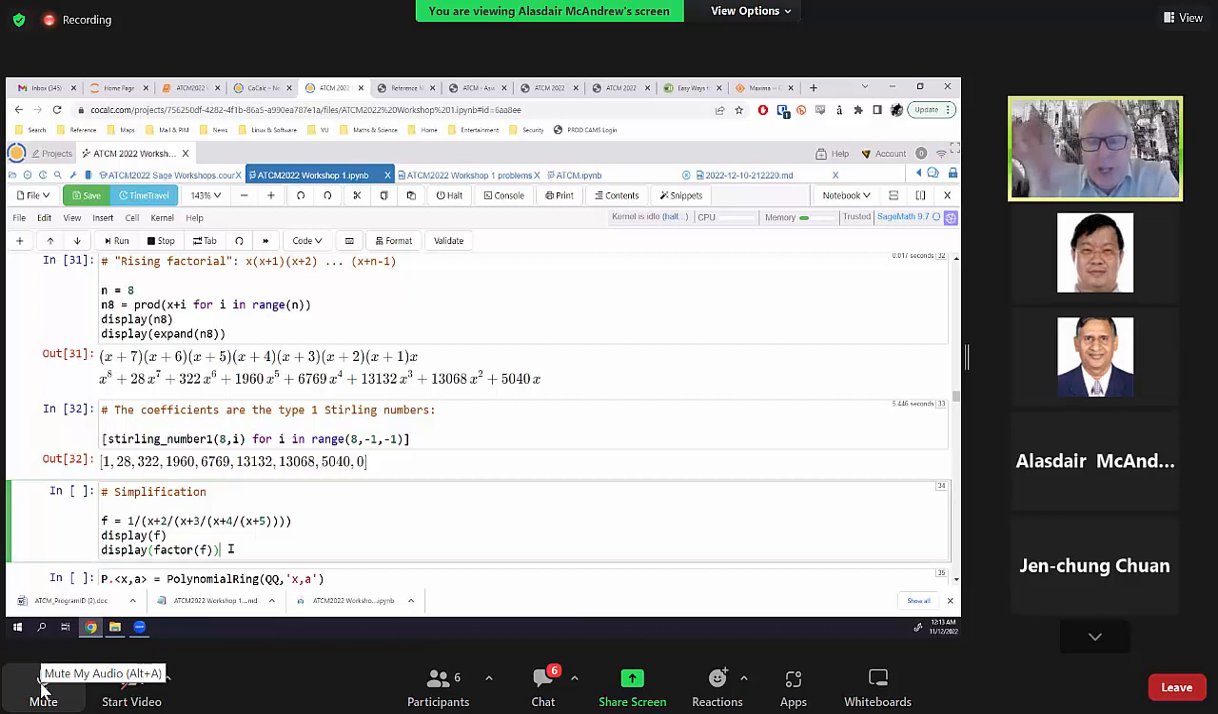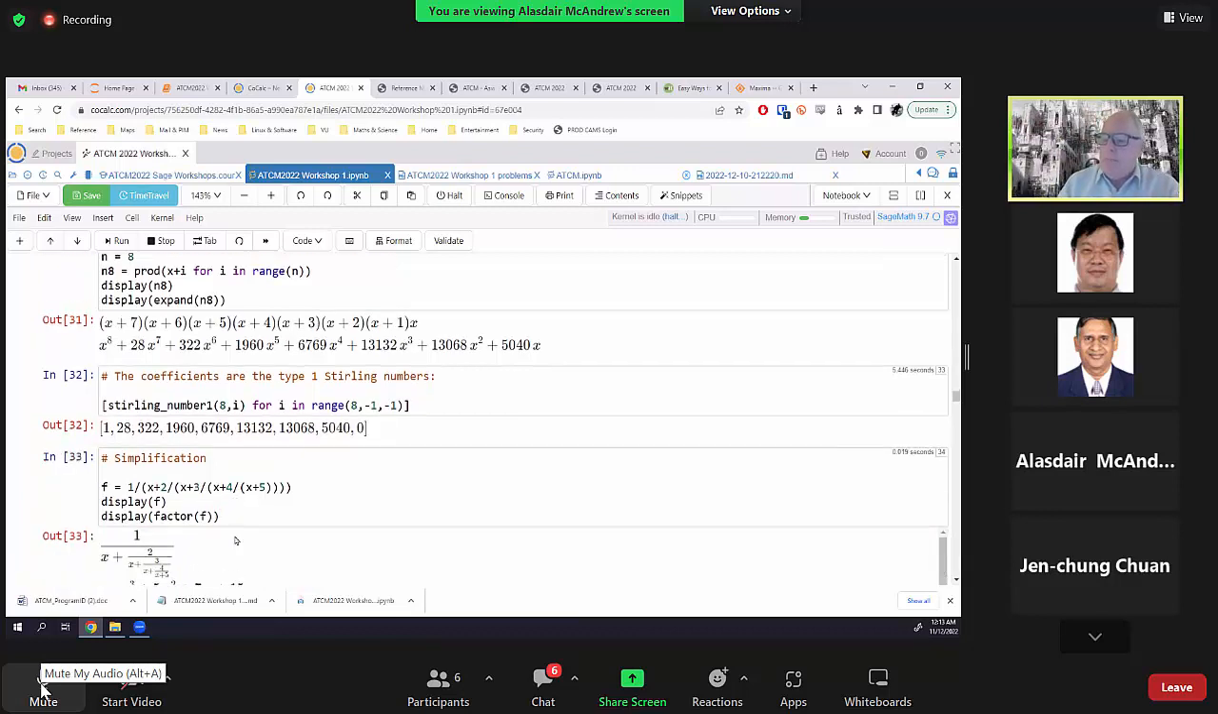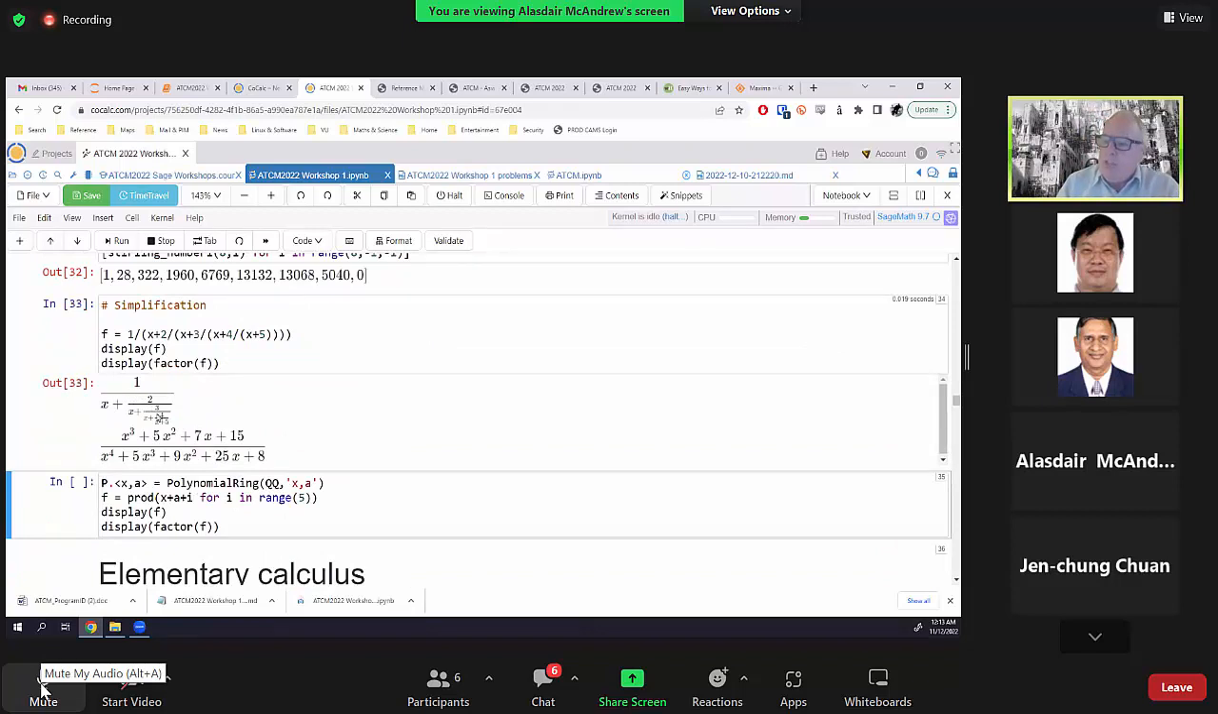As well as factoring and expansion, Sage can do simplification of all sorts. Here's a fraction of fractions, a so-called continued fraction. And if you simplify that, you will get this as a single fraction.